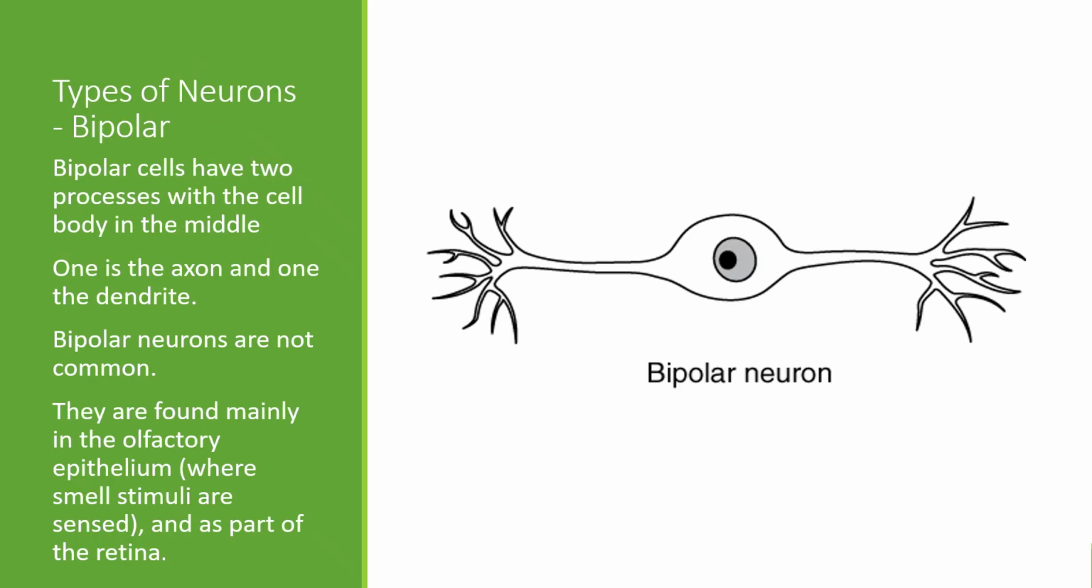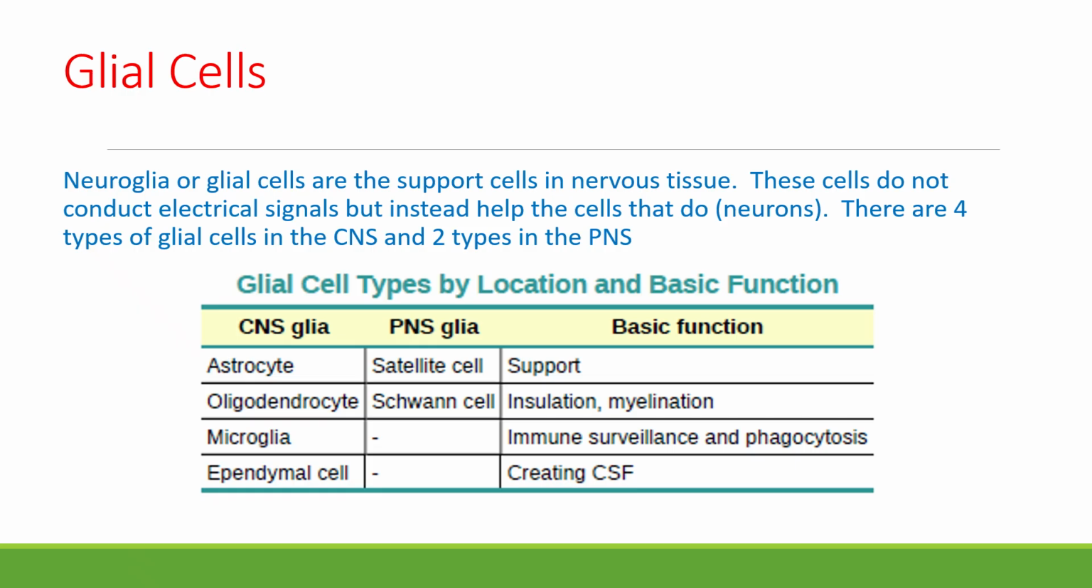And then finally, we have bipolar neurons. These have two processes with the cell body smack dab in the middle. So notice how it's not over to the side, it's actually in the middle there. Bipolar neurons are not common. They are found mostly in the olfactory epithelium, where the sense of smell is sensed and information is conveyed about that. And they are also part of the retina. So those are our different kinds of neurons.